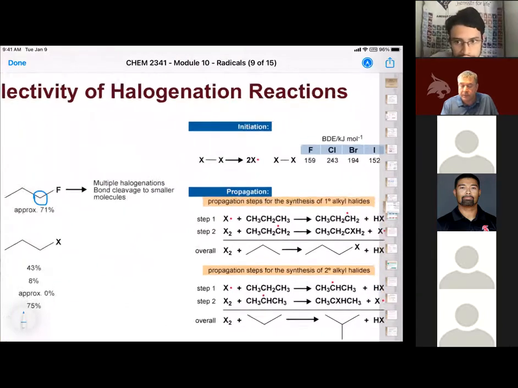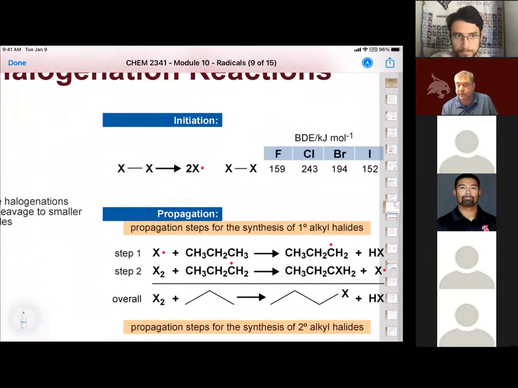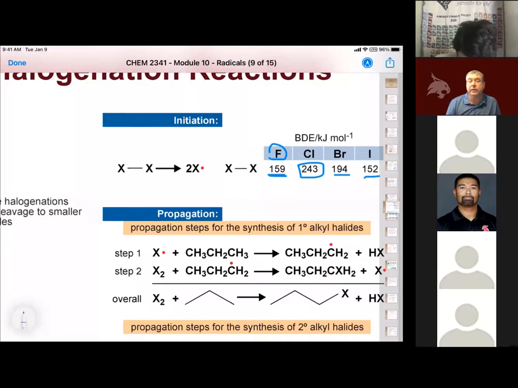Now let's look at the bond dissociation energies of the different halogens. For fluorine, we have a pretty low bond dissociation energy. Chlorine is higher. Then bromine drops down again, and iodine is just below that of fluorine. So we have different bond dissociations for these different halogens. We should see a different behavior in each of these halogens based on that bond dissociation energy, because the initiation step is the breaking of that halogen bond.